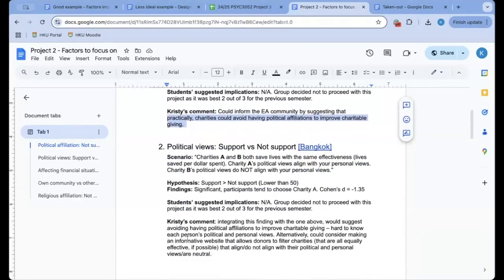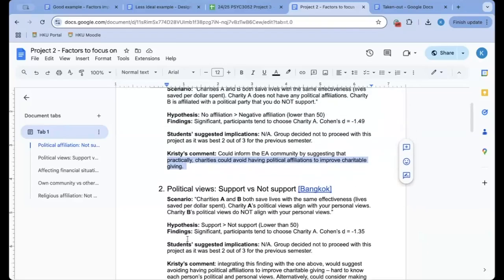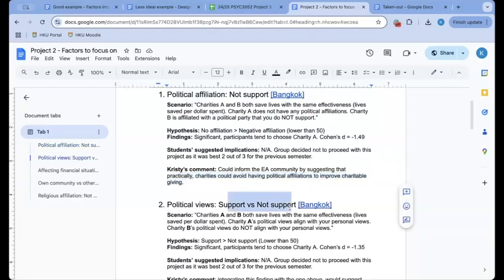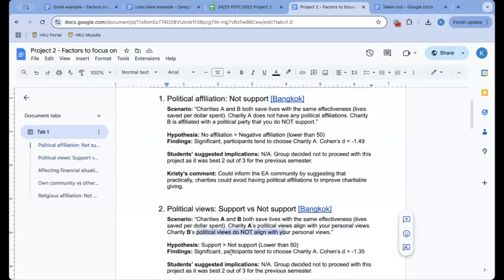The second factor with the highest effect size is also suggested by Bangkok. This time, it's about political views, supporting versus not supporting. What's different here is that Charity A's political views align with your personal views, and Charity B's political views do not align with your personal views. So this was found to be significant, where people chose to support Charity A over Charity B because their political views align with their personal views.